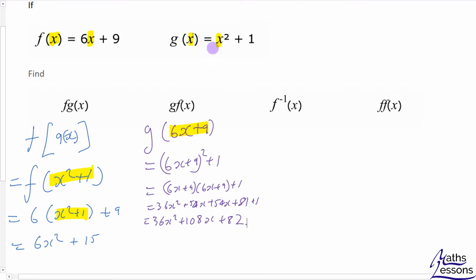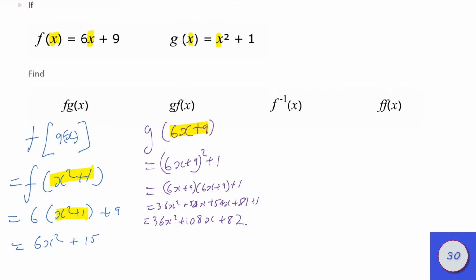Now, you have 30 seconds to try and work out the inverse function. See if you can remember what the inverse function is. It will only take 30 seconds if you do.